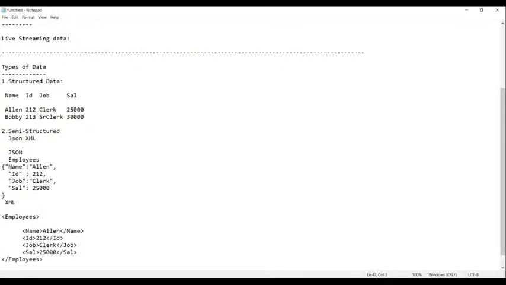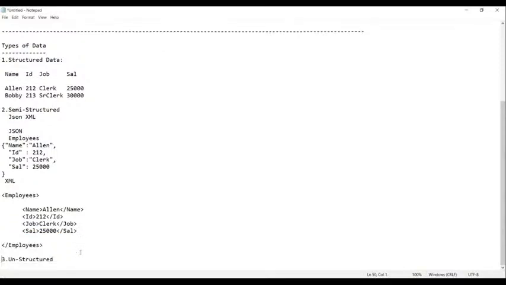This kind of data, everyone, is called what? Semi-structured data, sorry, not unstructured. Semi-structured data. That's it, okay? So this is the type of data we have, semi-structured data.